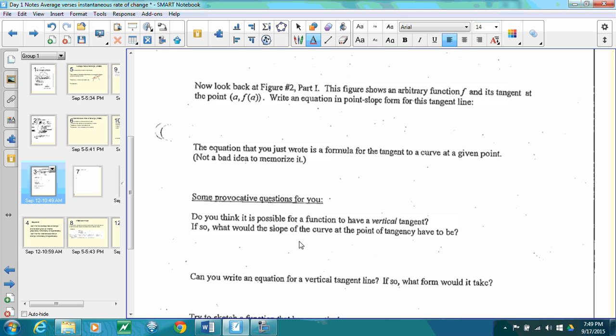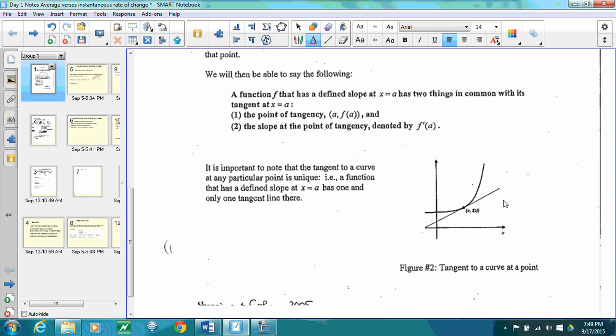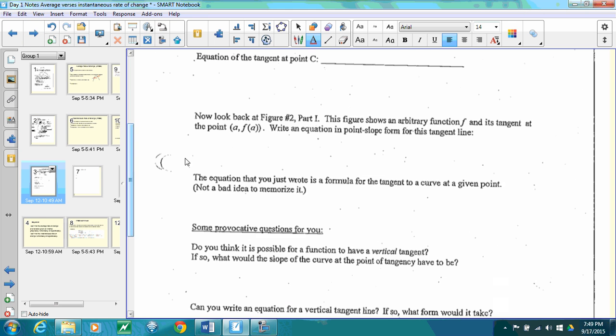It says, look at figure number 2, part 1. The figure shows an arbitrary function f and its tangent at the point A, f of A. Write an equation in point slope form for this tangent line. So they're talking about the very first figure down here, and my point is A, f of A. So going back to my question, we're going to just write y equals our slope, which we'll use m for now, and then x minus a, and then plus f of a.